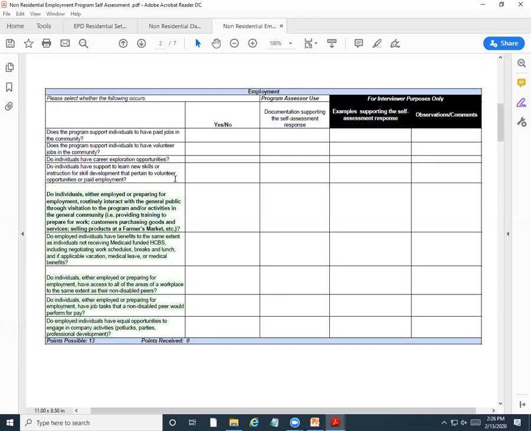Doesn't mean people are completing the whole task, but part of the task that they're doing, does it lead up to a task that a person without a disability would get paid to do?